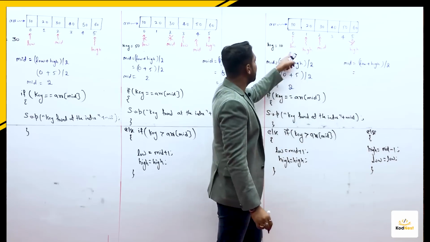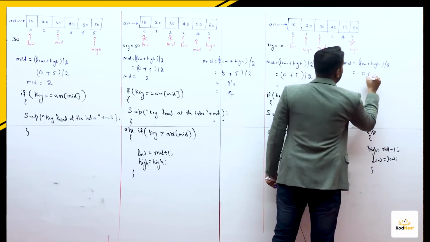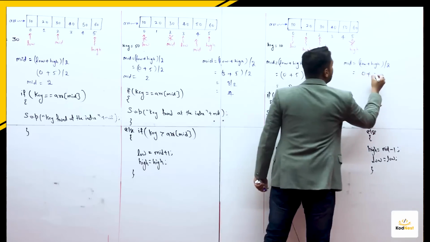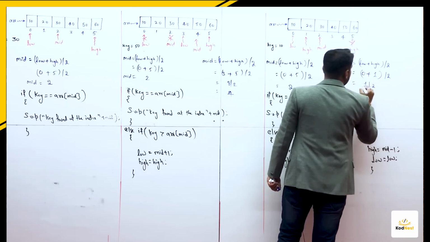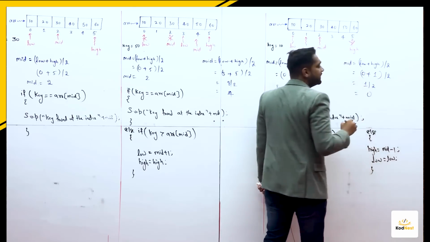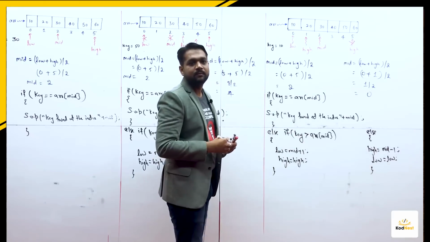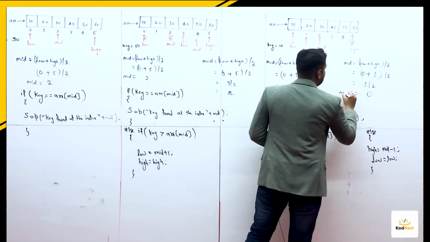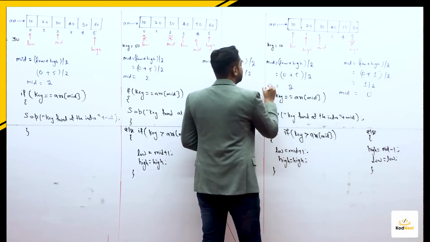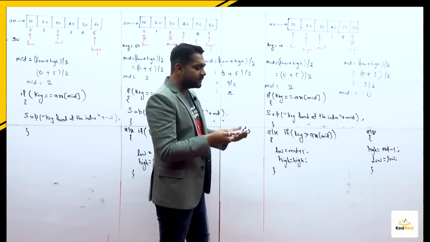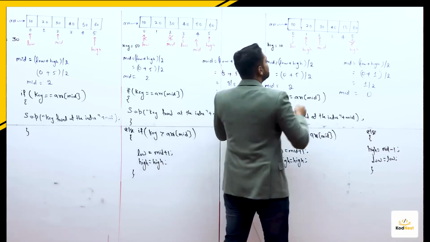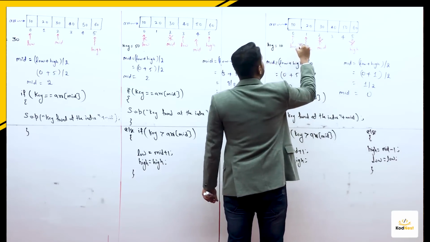What is the new low value? 0 only. What is the new high value? 1 only. 0 plus 1 by 2 will give you 1 by 2. Integer by integer is always an integer, so mid value will be equal to 0. Am I not correct? New mid value is 0. So mid will stop pointing here; mid will be pointing here.